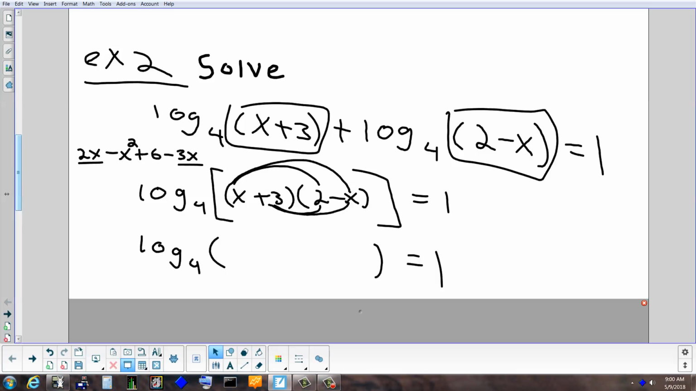I'm going to write it in order like we normally do. So I've got negative x squared, 2x minus 3x. 2 minus 3, that's negative 1x plus 6.